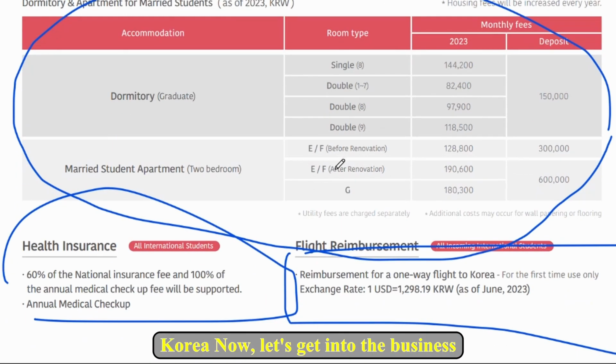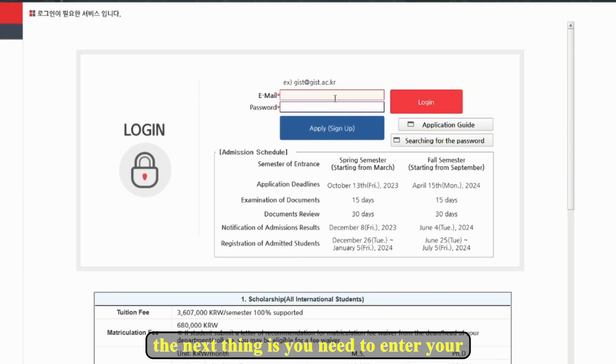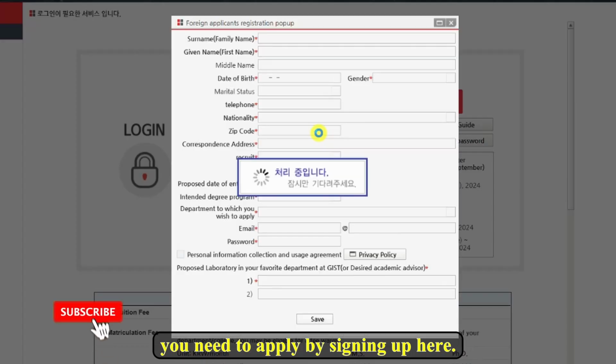Now let's get into the business of today, applying for admission and a scholarship into the university institute. This is the page with the announcement. All you need to do is close it, and then the next thing is you need to enter your email or password if you already have an account in the system. But if you do not have an account in the system, you need to apply by signing up.